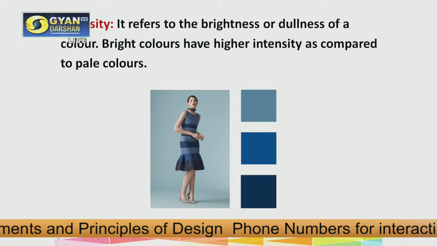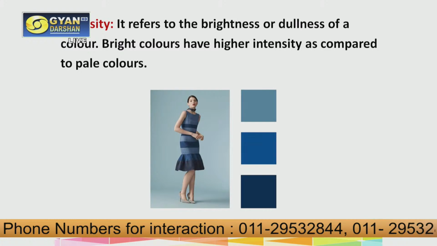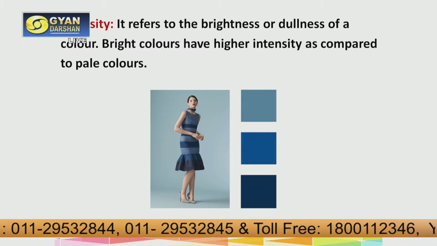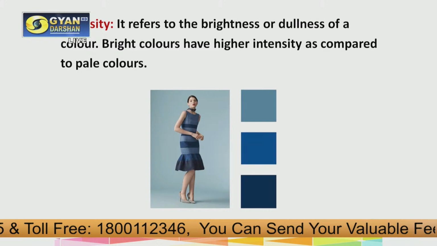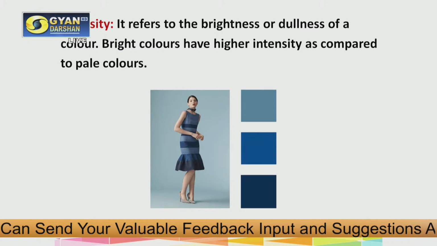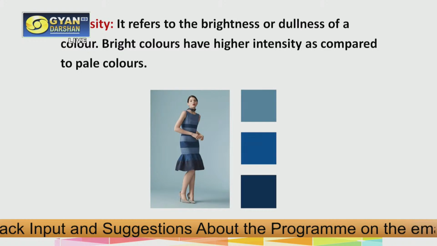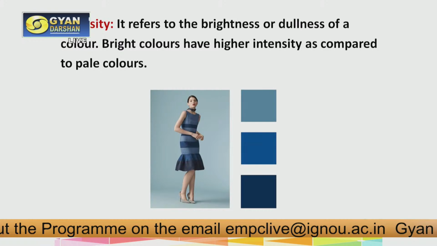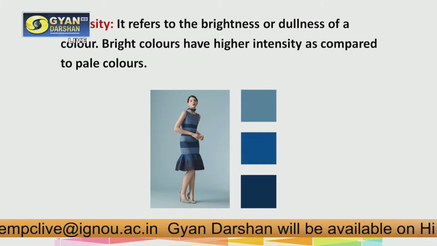The second dimension is called intensity. Intensity is something that refers to the brightness or dullness of a color. Bright colors have higher intensity as compared to pale colors. तो बेसिकली क्या होता है कि कोई भी कलर या तो बहुत ब्राइट होता है या वो बहुत डल हो सकता है. एक ही कलर के 10, 15, 20 शेड्स हो सकते हैं. सो ये जो शेड होता है, जो ब्राइटनेस और डलनेस जो किसी कलर का बताता है, इसे हम इंटेंसिटी कहते हैं कि कितना इंटेंस है वो कलर, कितना ज्यादा ब्राइट होगा. अगर कोई कलर बहुत ज्यादा ब्राइट है तो उसकी इंटेंसिटी हायर होगी. If the shade is lower on the duller side, then the intensity will be lower.